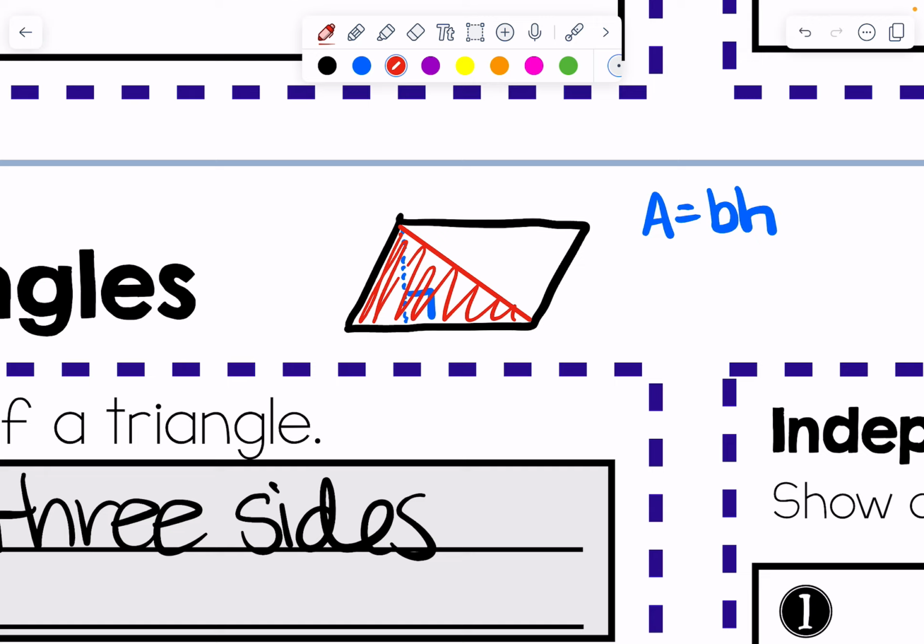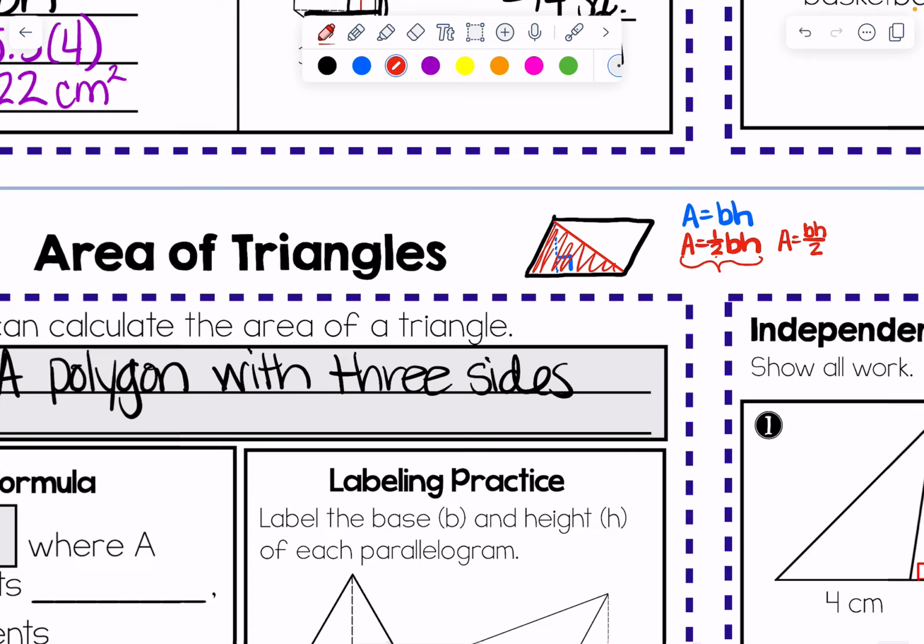So when we talk about the area formula for a triangle, it's going to be 1/2 base times height. Base times height would give us the area for the entire parallelogram. We just need the area of the triangle, so we're going to end up taking half of it. This is the most common way to see it written. Another way that you can think of it is if we're taking half of something, we're also dividing it by 2. So you might also see it written as base times height divided by 2.